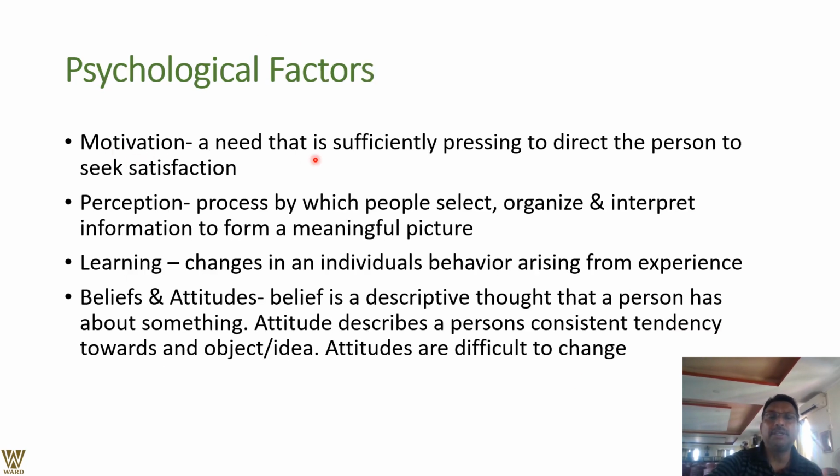Psychological factors: motivation, a need that is sufficiently pressing to direct the person to seek satisfaction. And that is what motivation is all about. Then comes perception, the process by which people select, organize, and interpret information to form a meaningful picture. Learning, changes in an individual's behavior arising from experiences. Beliefs and attitude: a belief is a descriptive thought that a person has about certain things. Attitude describes a person's consistent tendency towards an object, criteria, and so on.